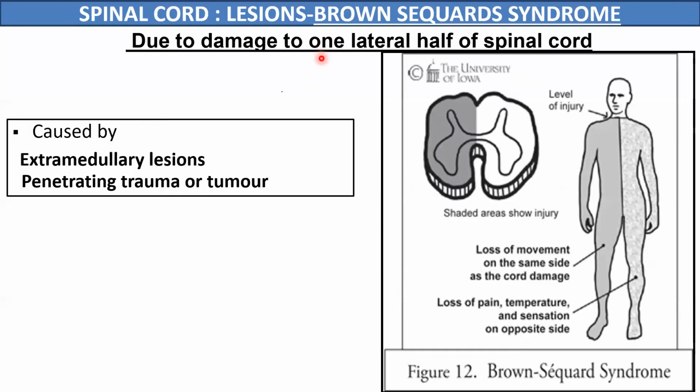The most important is the Brown-Sequard syndrome, where there is damage to one half of the spinal cord. The cause of this syndrome can be either extramedullary lesions, or it can be due to some trauma or tumor in the spinal cord. Now, since in the white matter of the spinal cord, both the ascending and the descending tracts are traveling, if one half of the spinal cord is involved, there will be involvement of both sensory and motor tracts, and the patient will have both sensory and motor symptoms.